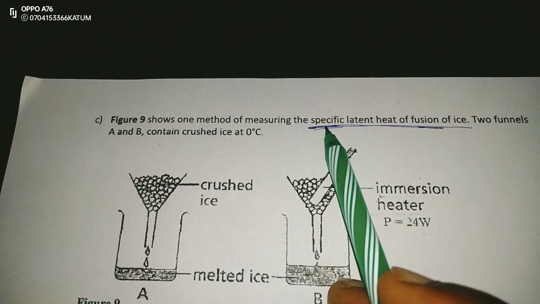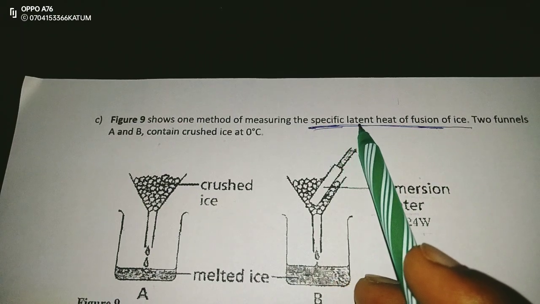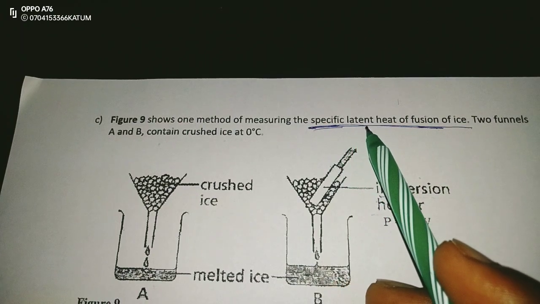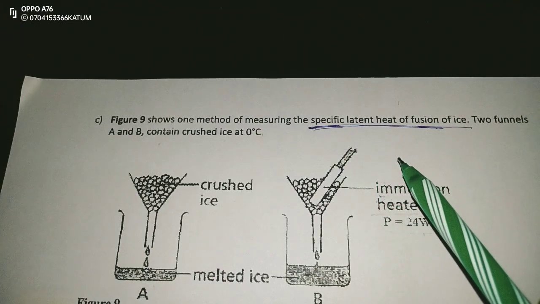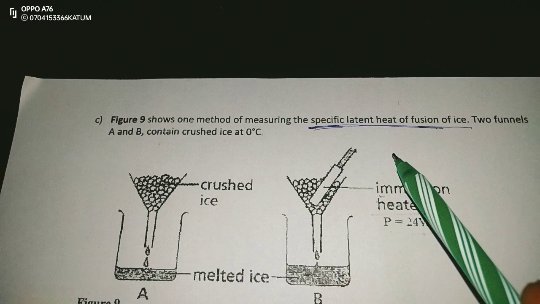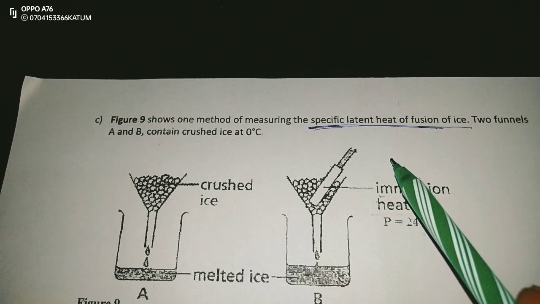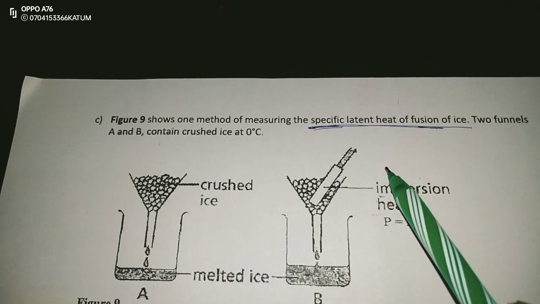And it's good to, first of all, understand what specific latent heat of fusion of a substance is. This is the amount of heat energy that is required to change a unit mass of a substance from solid to liquid at a constant temperature.